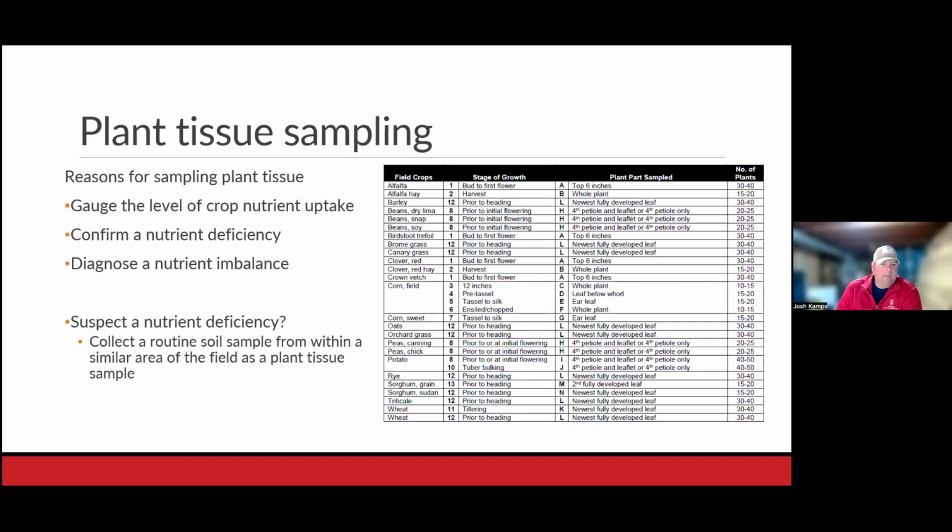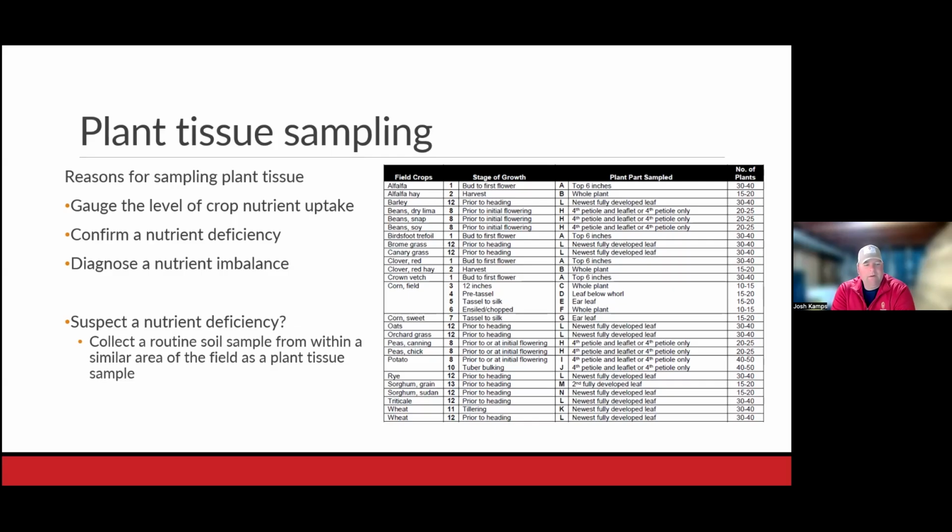A little bit about tissue sampling. And again, I apologize. We kind of have to rush through this a little bit, but we'll have a chance at the in-person meeting to talk about this more. Reasons for maybe taking a plant tissue test: gauge the level of crop nutrient uptake, confirm a nutrient deficiency, diagnose a nutrient imbalance.